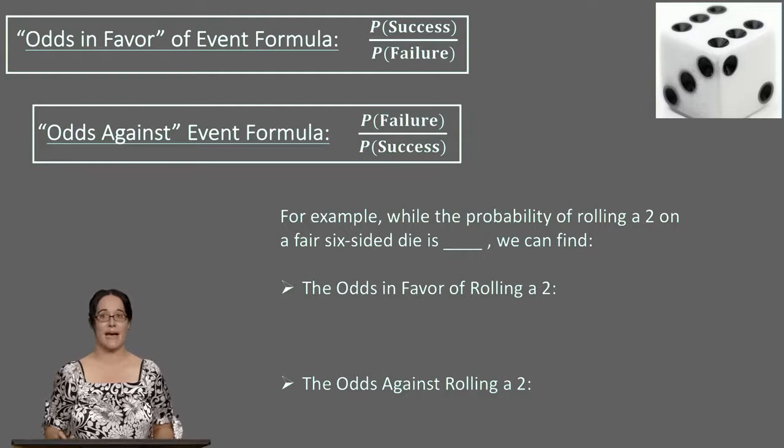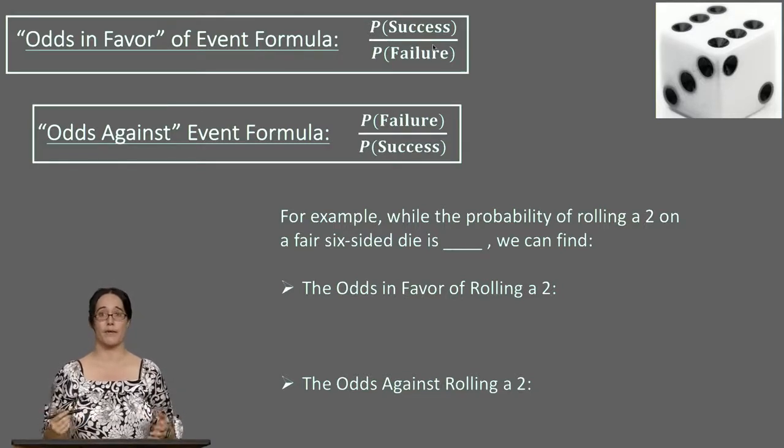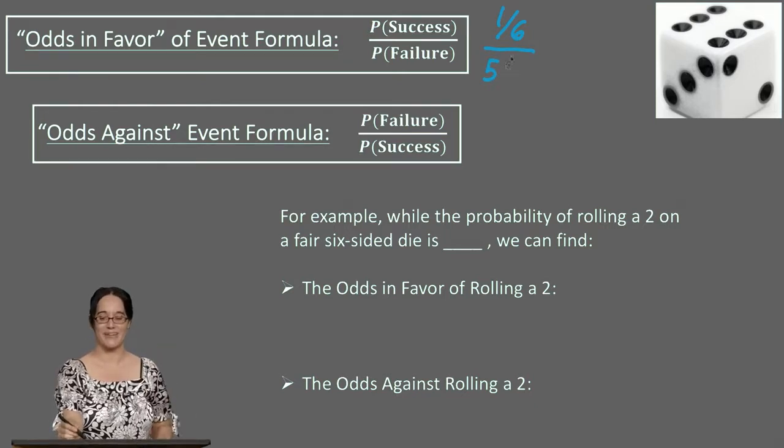So to begin, we have a formal definition of odds in favor and odds against. Formally, we say that to find the odds in favor of an event, we would take the probability, remember capital P means probability, of success divided by the probability of failure. So if you know, for example, that you have a likelihood of 1 out of 6 of rolling your die and getting a 2, you would say 1 out of 6 is the probability of success. And for failure, there are 5 of them which are not 2s on that die. So 5 out of 6.